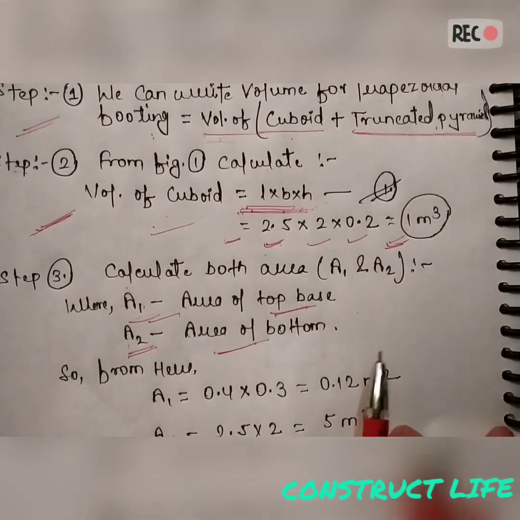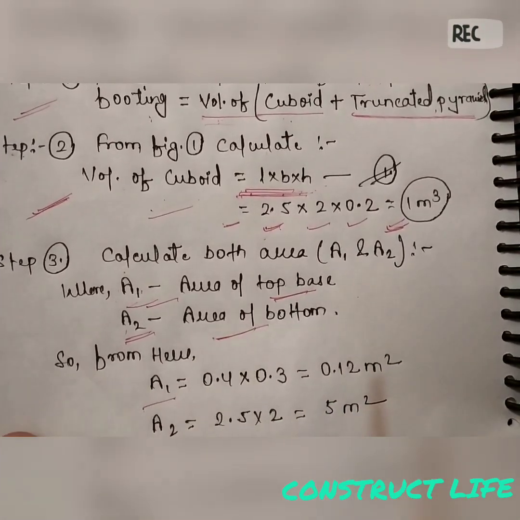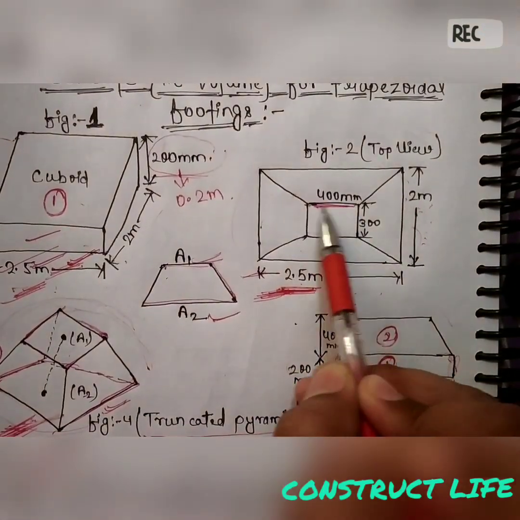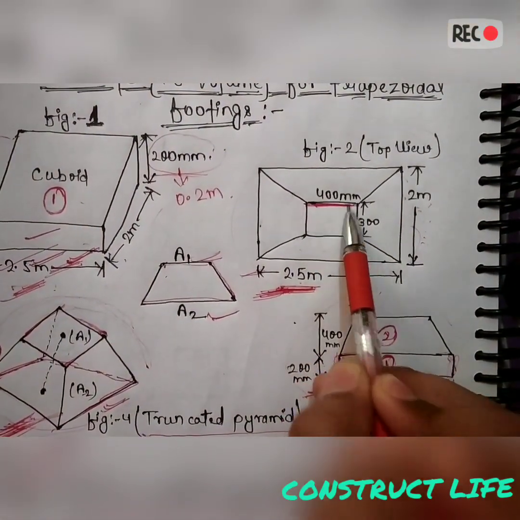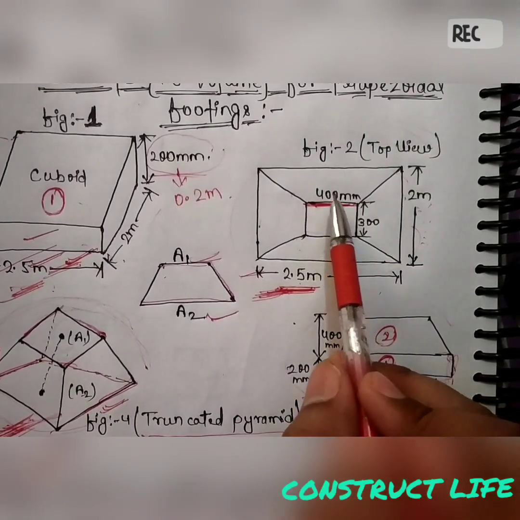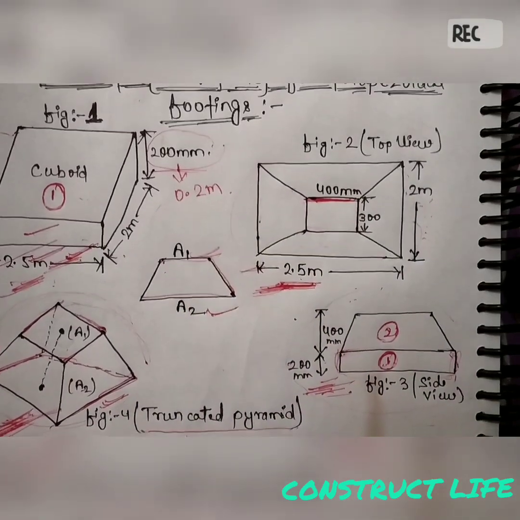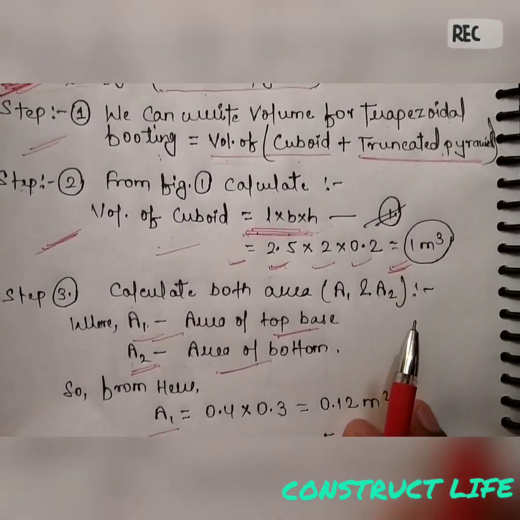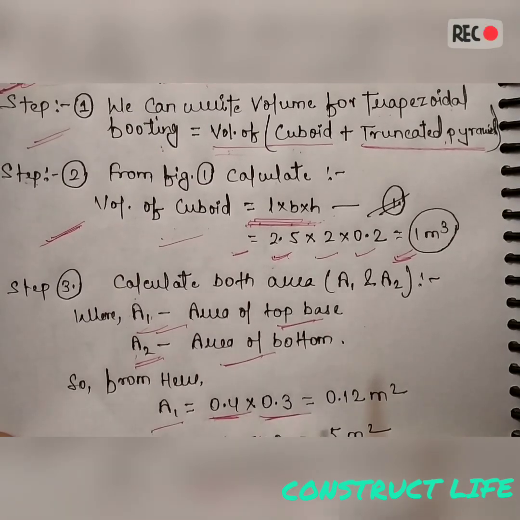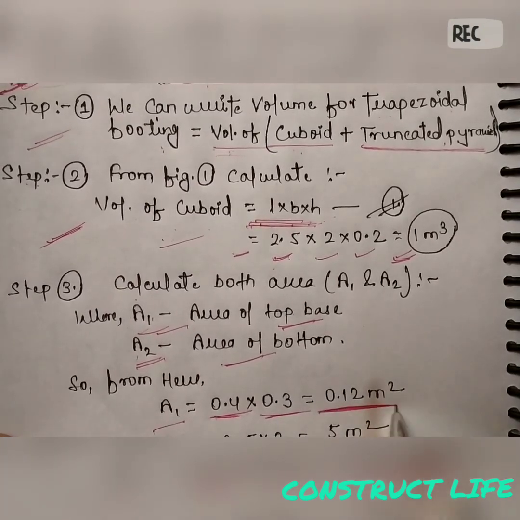Okay. So for calculating area A1, here the length is 400 mm, and the width is 300 mm. So firstly, we are going to convert this mm into meter. Here I have converted this into meter, 0.4 into 0.3. So we will get 0.12 meter square.